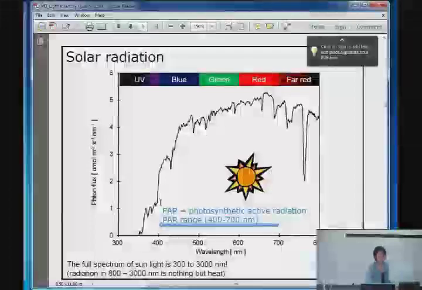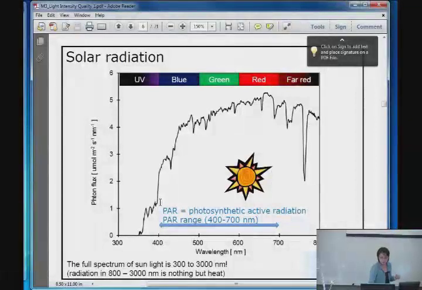And if you do that mathematically in Excel, basically summing up the per-nanometer values from 400 to 700, this particular data should give you about 1,000.